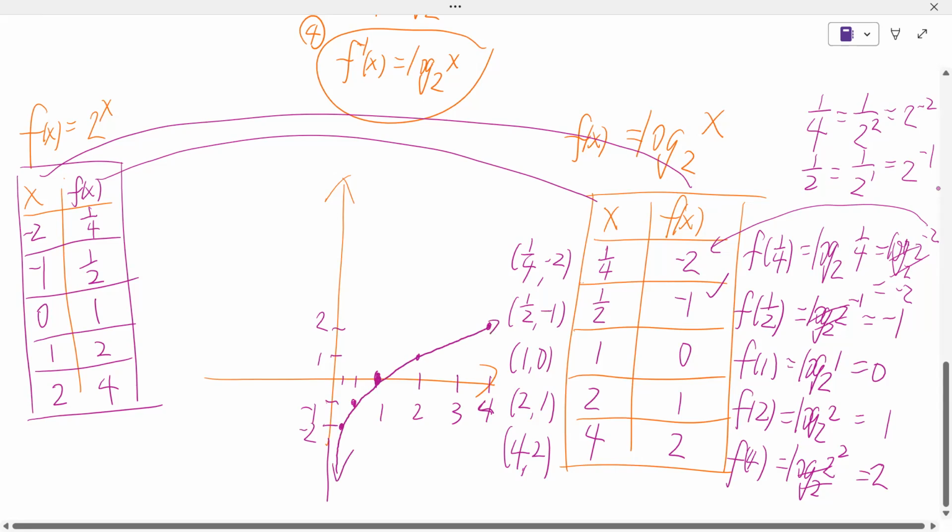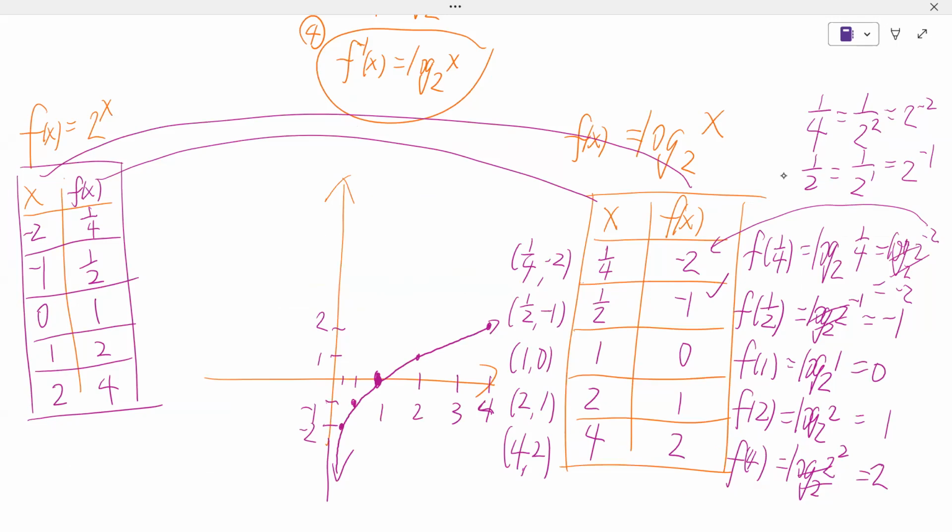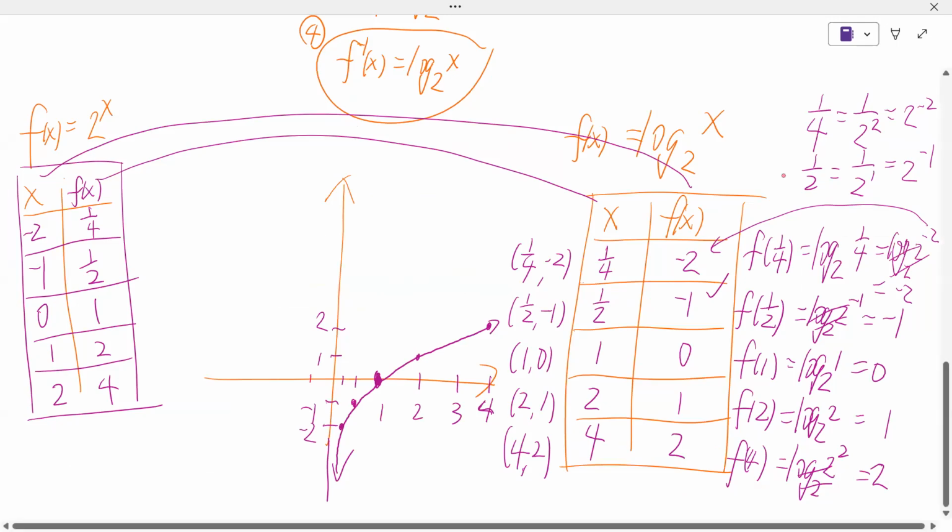Okay, so this is basically the graph. Now if you put in the exponential function, 2 to the x, I'm going to use a different color. Let me show you some properties about these two different graphs. So -2, a quarter, is somewhere here, and then -1, it's half here, and 0, 1. Then we get 1, 2, and 2, 4, right? 2, 4 right here.